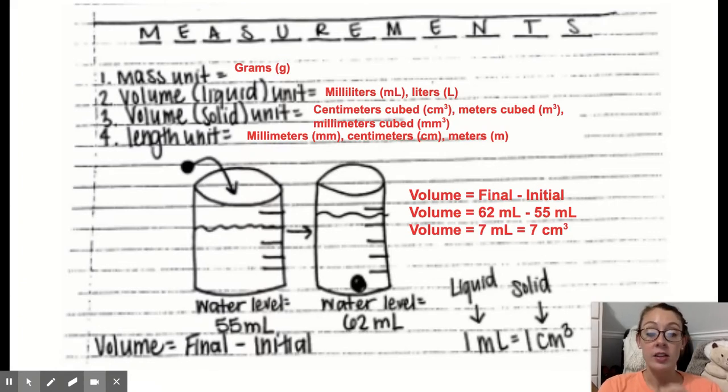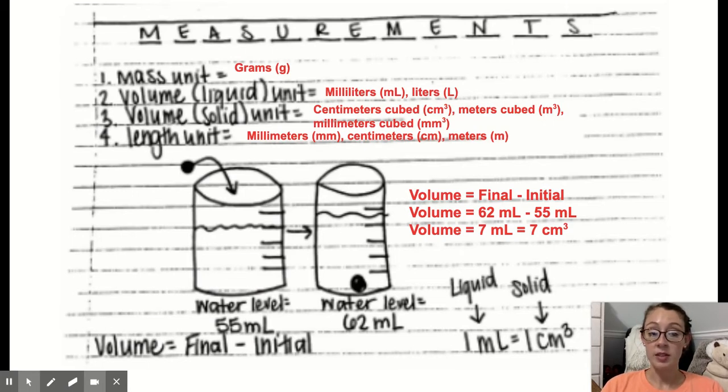And there is a video that shows you exactly how to use a triple beam balance. But when we do that, we're going to measure in grams. Okay, so that's your mass unit, is grams. And then our volume of a liquid is going to be in milliliters or liters. So you would use something like a graduated cylinder to measure the volume of a liquid.